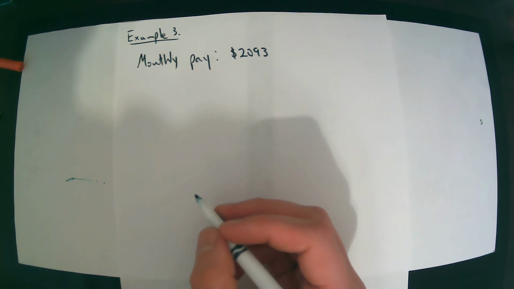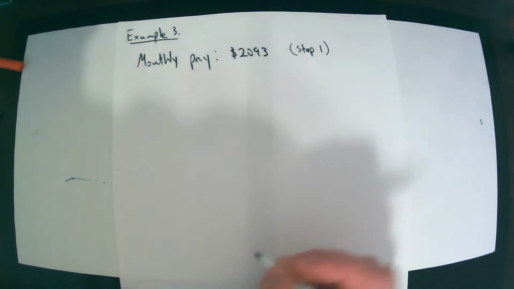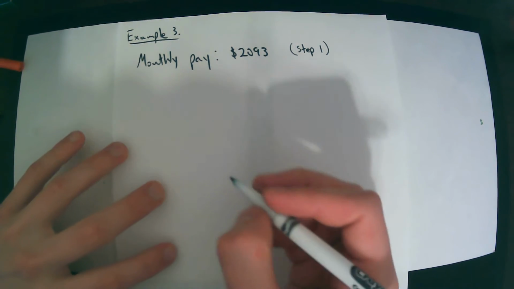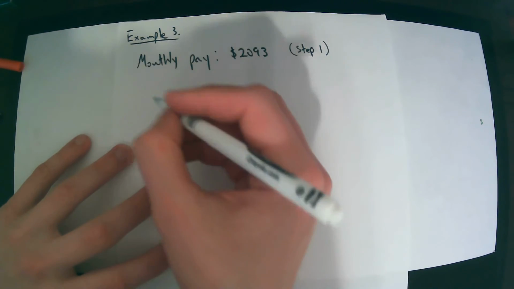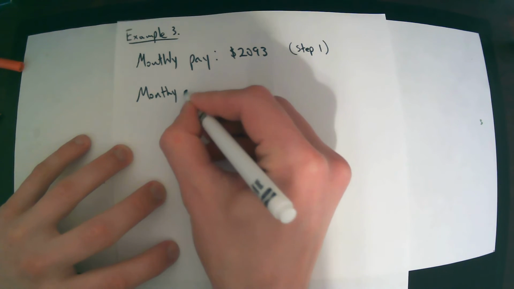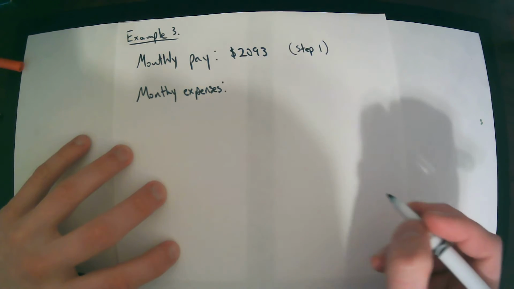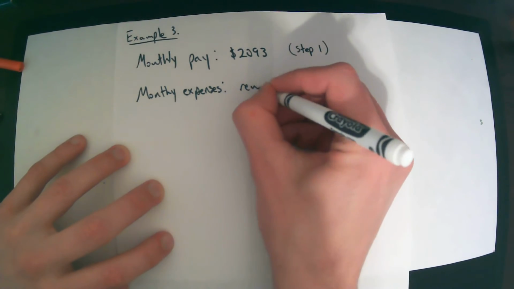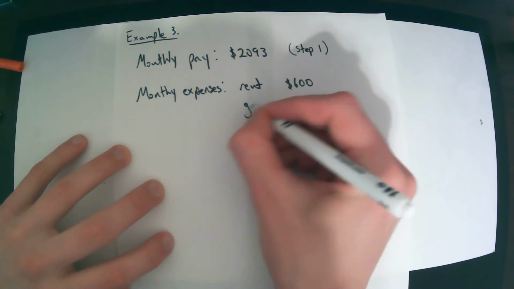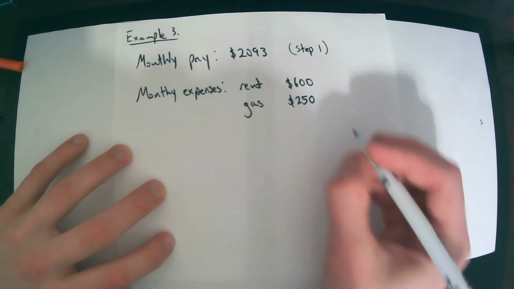So step 1 is already done, right? This is step 1, to figure out what your monthly pay is. Step 2 is to determine monthly expenses, but we've already got those all listed. Monthly expenses, we have rent at $600. We have gas at $250. That's a lot. She must commute.